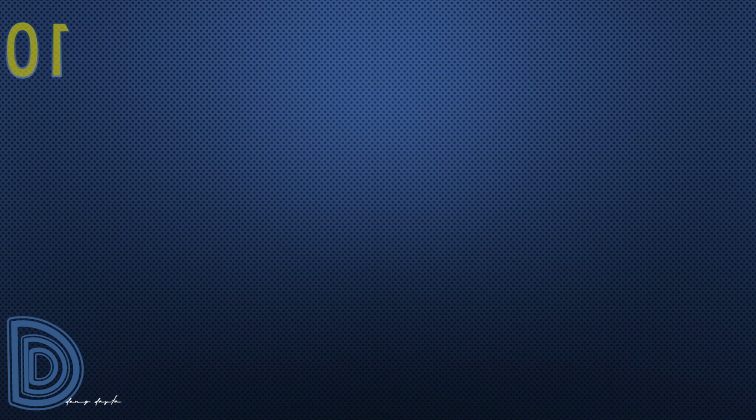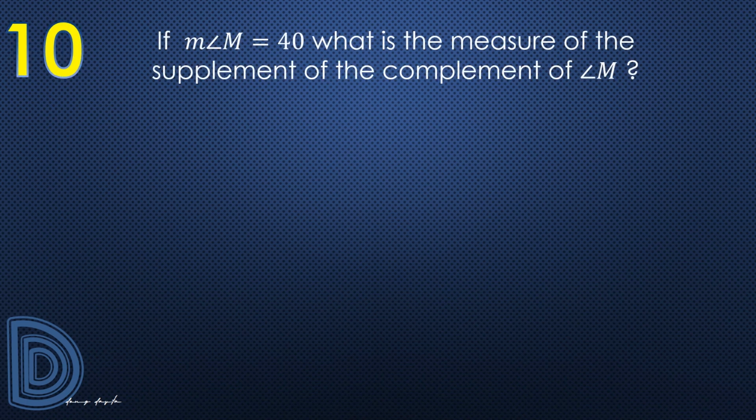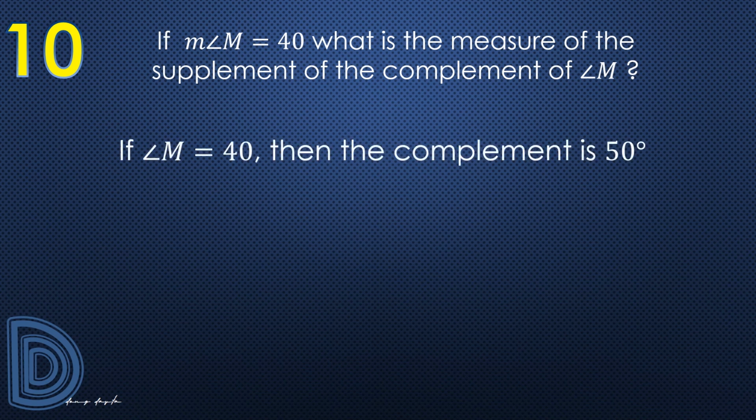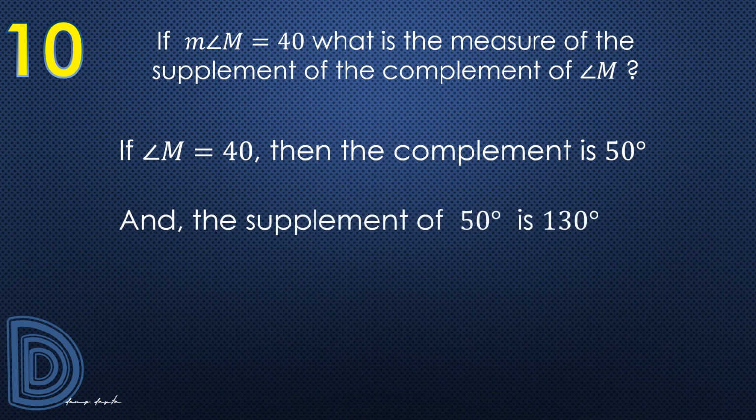Question number 10. Measure of angle M equals 40. If measure of angle M equals 40, the complement of this is 50. And the supplement of 50 is 130. That's 130 degrees.